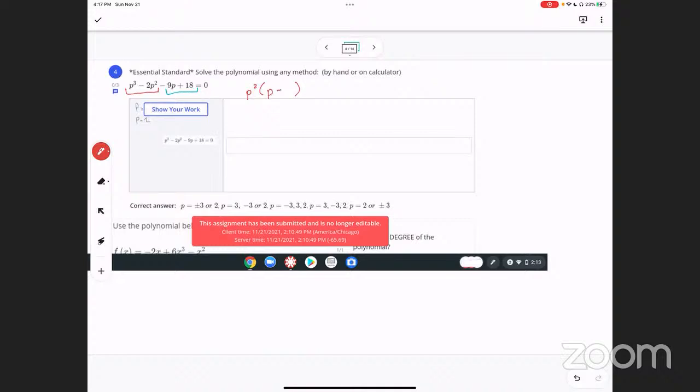Minus 2. Good. And how about the blue group? What am I going to factor out? -9. Good. If I factor a -9 out, what's going to be left? P minus 2. Perfect. And that has to be p minus 2, right? Yeah, because they have to be the same. And now since I have the same thing, I can factor that out.